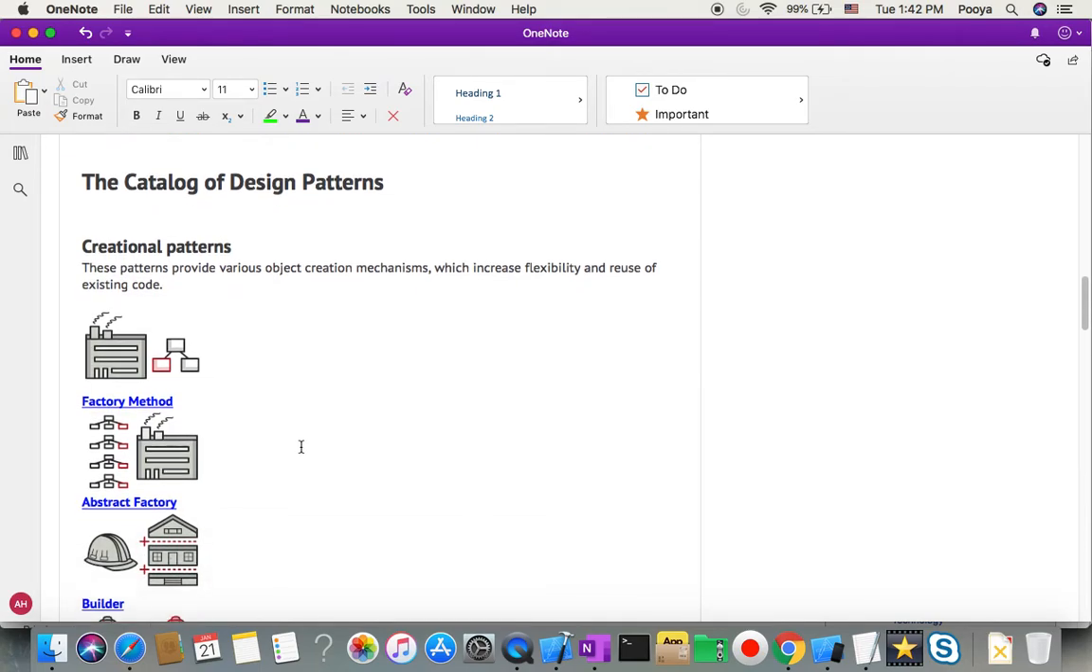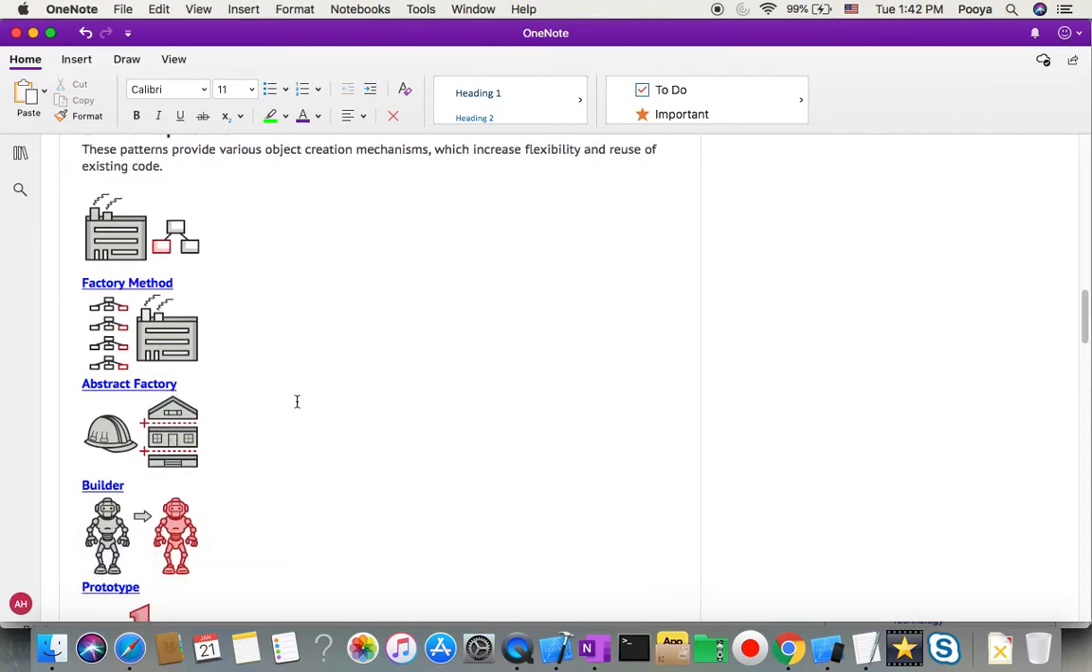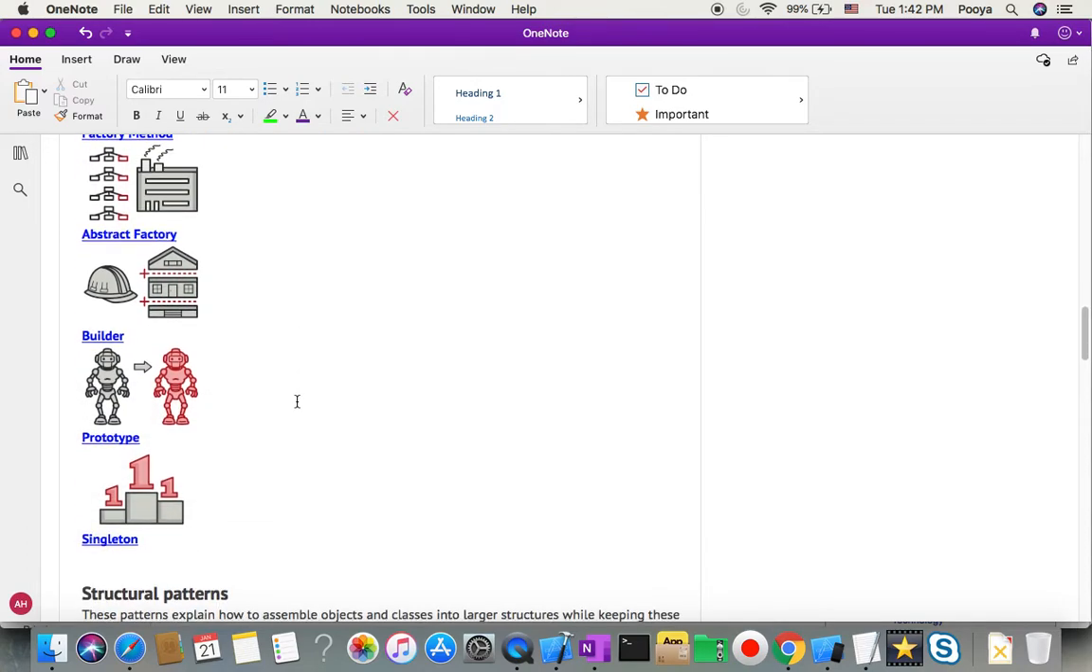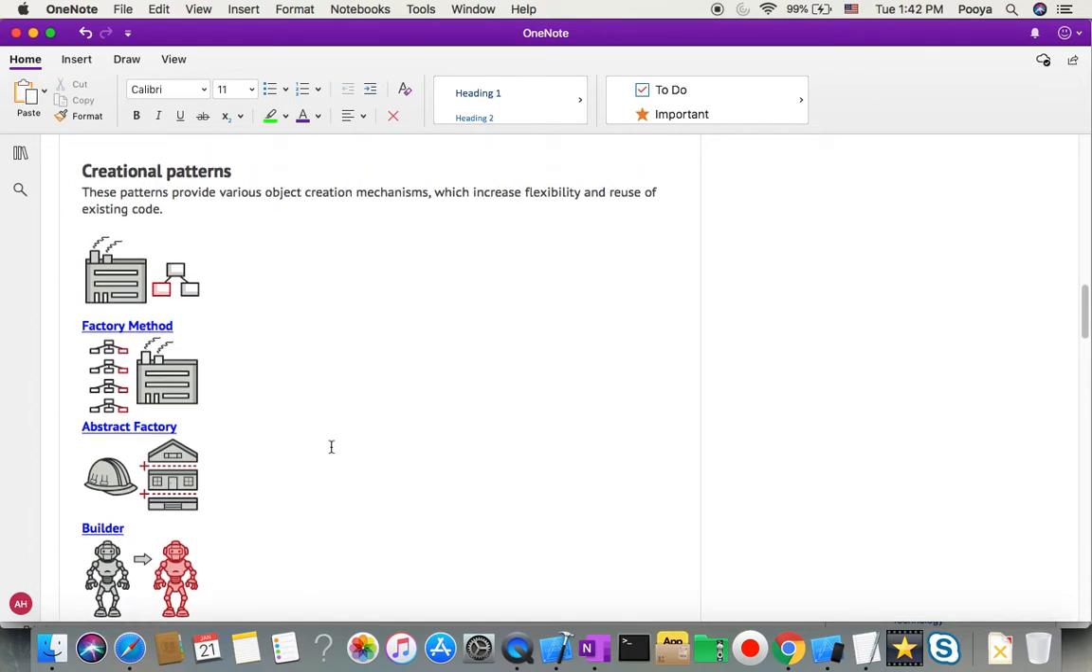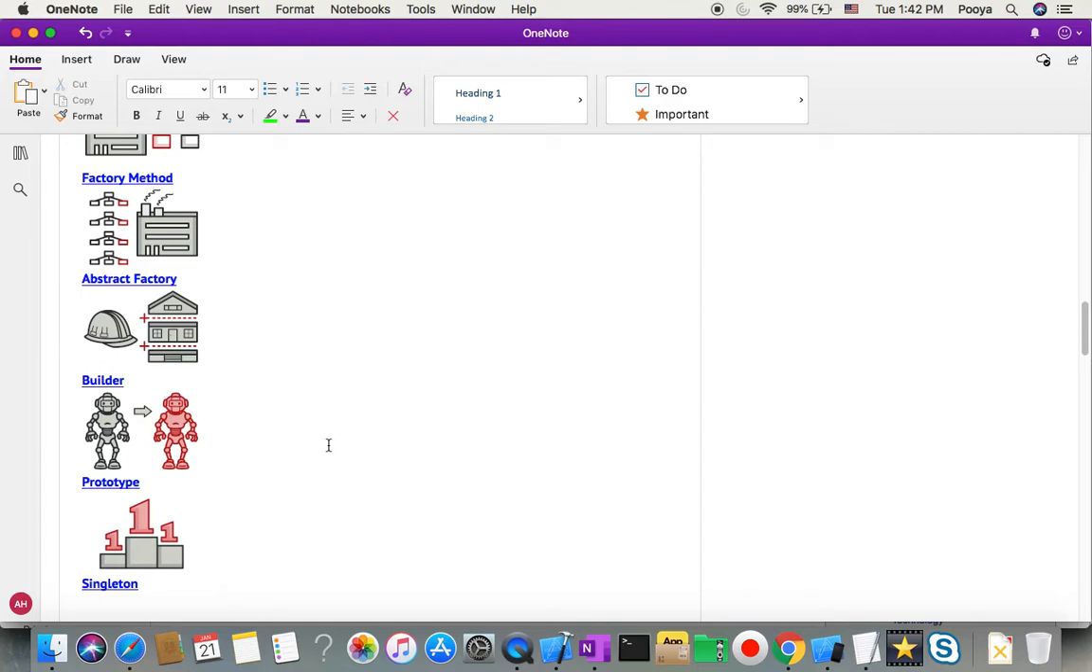So creational patterns. You may ask, what are creational patterns? These patterns provide various object creation mechanisms which increase flexibility and reuse of existing code. So they help you to create new objects. This is the brief version, but in different ways, for example: factory method, abstract factory, builder, prototype, and singleton. For sure, you have heard about singleton. If you haven't, you need to read about it.